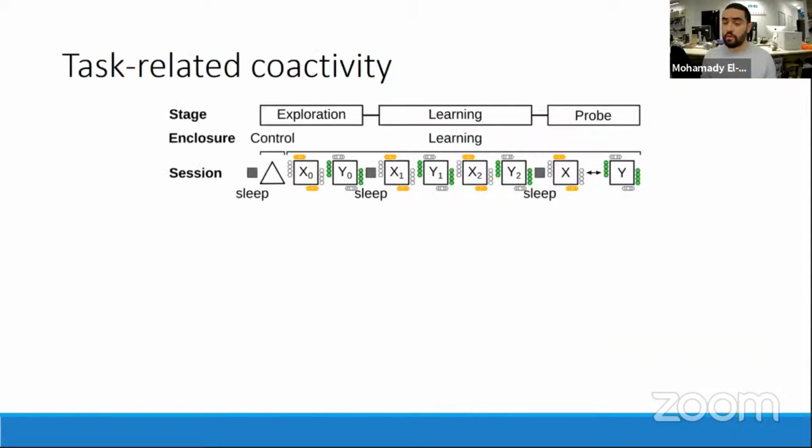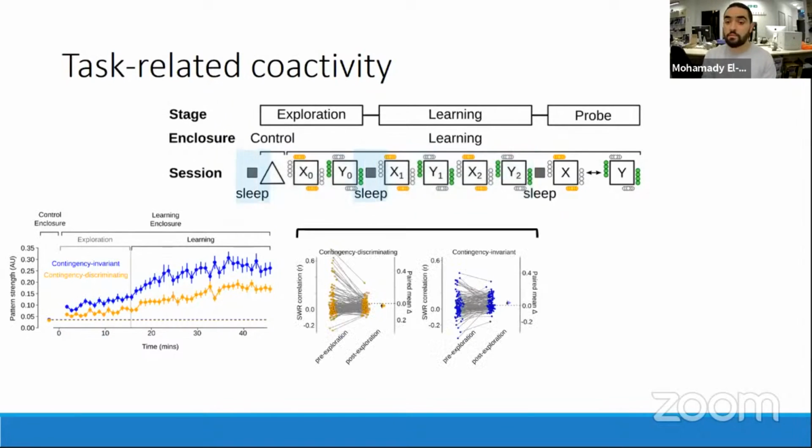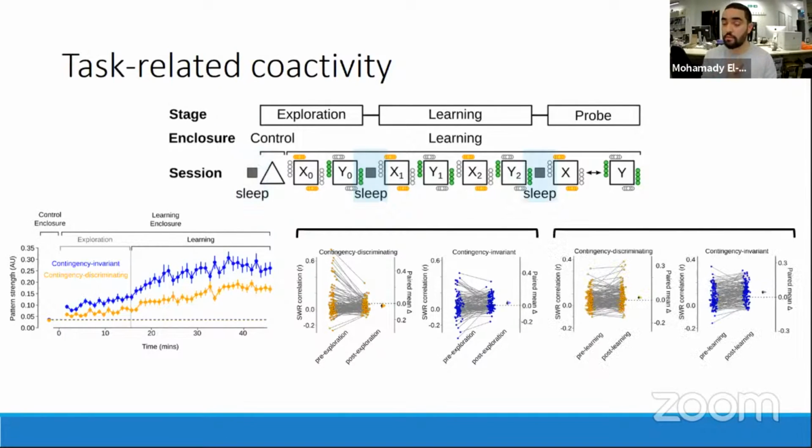So we then asked whether this contingency discrimination somehow helps the animal perform in a task or has any relationship with task performance. And to do this, we simply track the expression strength of these coactivity patterns during exploration and learning. And what we see is that contingency invariant patterns are already increasing in strength during exploration, whereas contingency discriminating patterns seem to only robustly increase during learning. And a similar pattern is seen if you look at the reactivation of these patterns in sharp-wave ripples during sleep. So in the sleep sessions either side of exploration, you see a reactivation of contingency invariant patterns, but not contingency discriminating ones. But the contingency discriminating patterns seem to be reactivated selectively in the sleep sessions after learning.